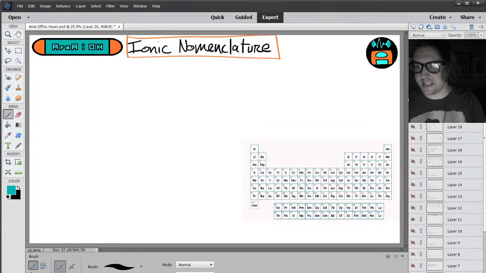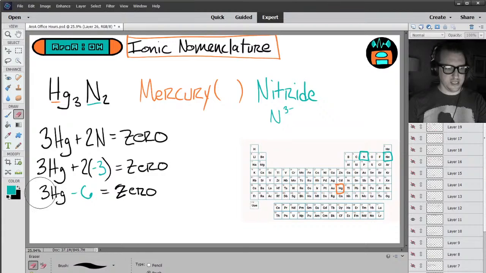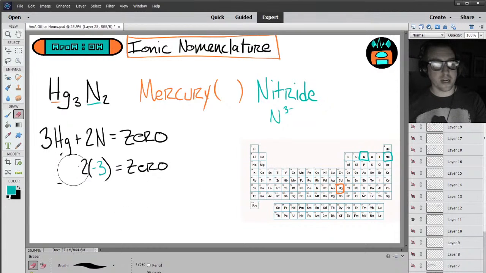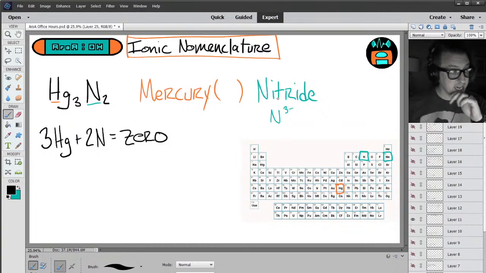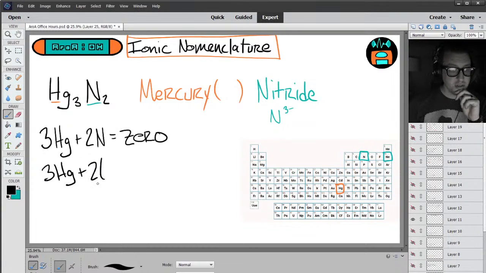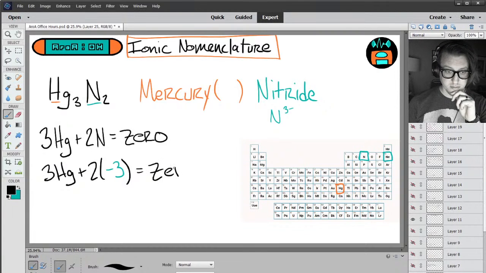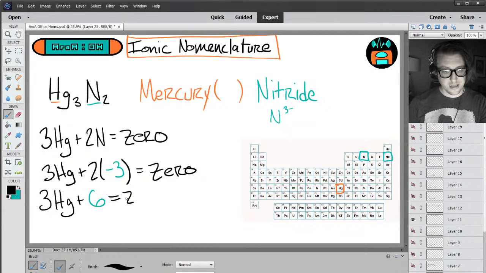Okay, so let's back things up just a step. I'm just gonna start this part of the problem over. So again, we have the charge for nitride, -3. So now we can plug it into this equation. We have 2 times the charge on nitrogen, -3, equals 0. And now we just got to do some algebra. So we have 3 times the charge on mercury plus 2 times 3 is 6 equals 0. Now we have to isolate mercury on one side.